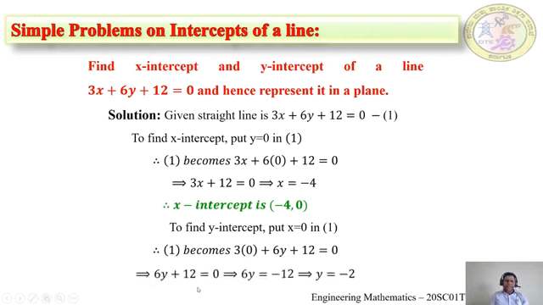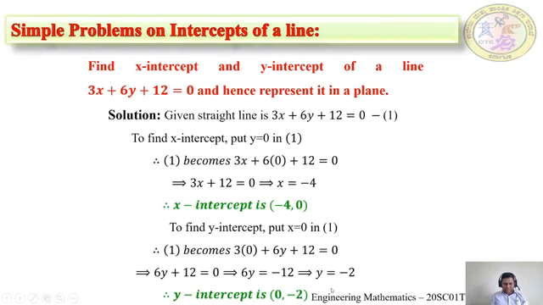So it remains with 6y plus 12 is equal to 0. So 6y is equal to minus 12, taking the 12 to the other side. Therefore, if you divide, minus 12 divided by 6, the y value becomes minus 2. So the y-intercept is given by 0, minus 2.